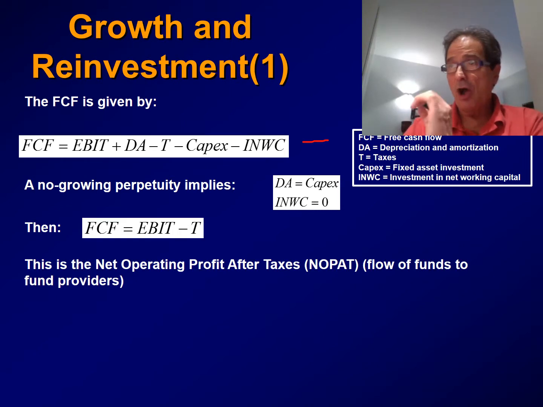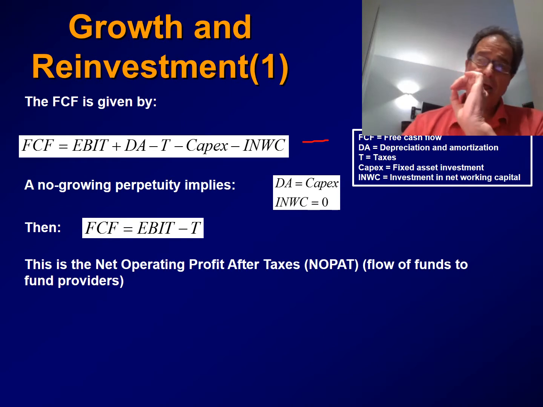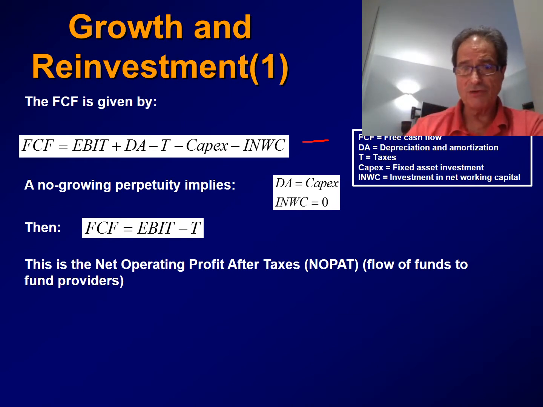So, under the scenario of a non-growing perpetuity, the last free cash flow of the projection will be equal to EBIT minus taxes. This is what we call NOPAT, that we mentioned before: net operating profit after taxes.